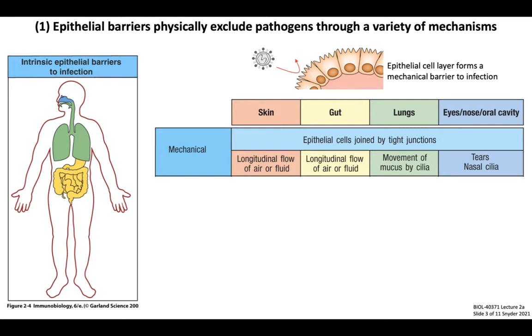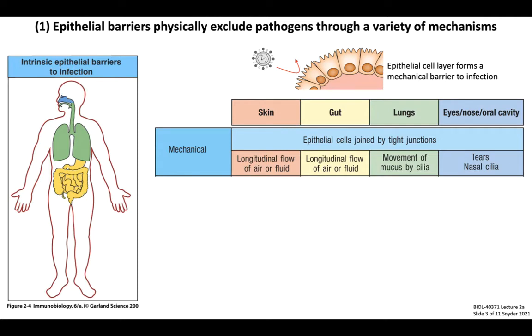The first contribution of epithelium to defense is mechanical, as the tight junctions joining individual epithelial cells prevent pathogens from just passing through this first layer of cells. Additional mechanical components include fluid flow over epithelial surfaces, including air, as well as fluids such as mucus, which can be facilitated by the beating of cilia in certain organs, such as the lungs and nasal cavity.